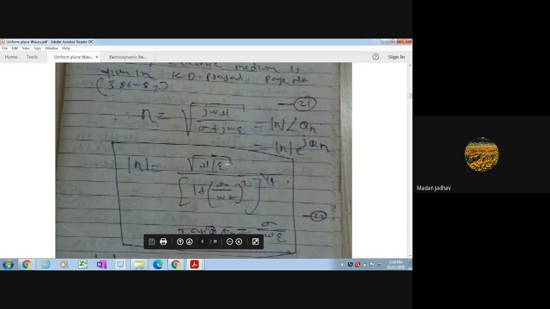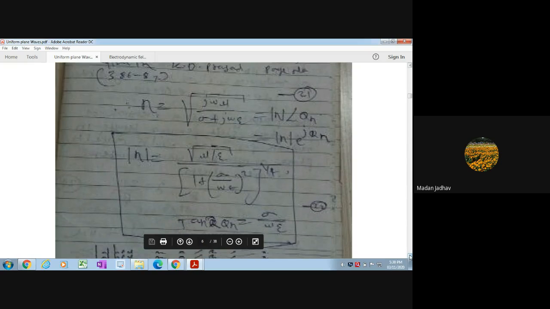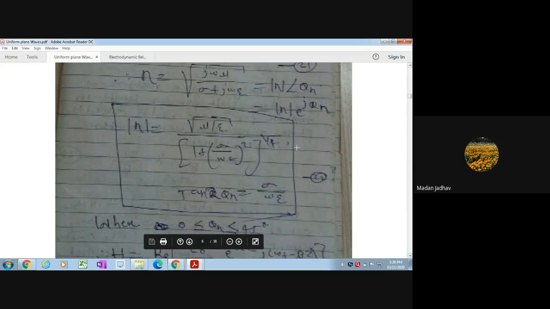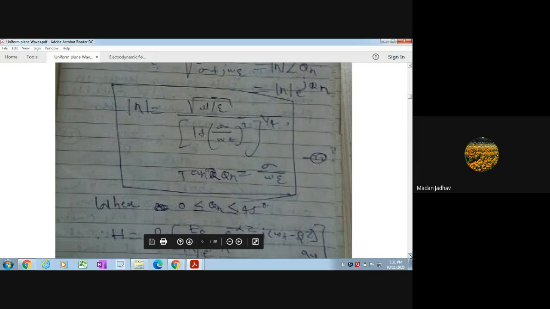We have to remember this equation also. Sometimes, if there is a question, you can use this equation. Here theta n is the angle, and tan of 2 theta n is equal to sigma divided by omega into epsilon. This is the phase angle between the electric field and the magnetic field, and the range of this angle is from 0 to 45 degrees. Therefore the theta n range is only from 0 to 45.